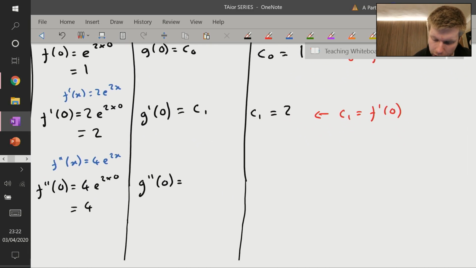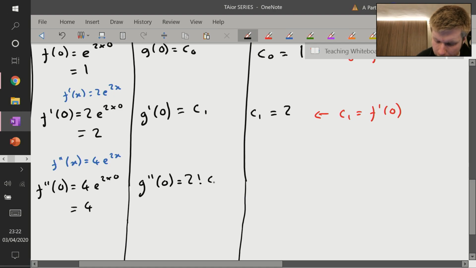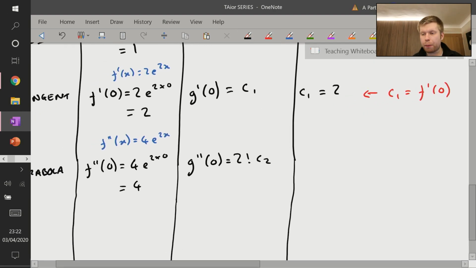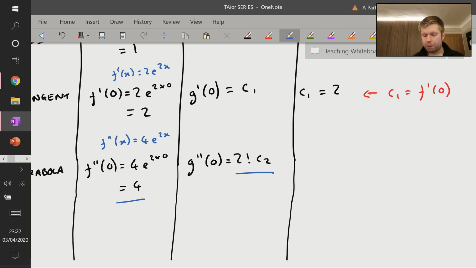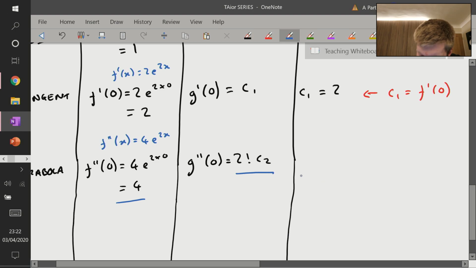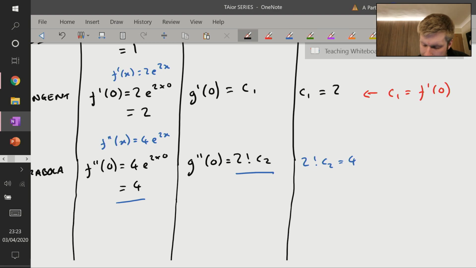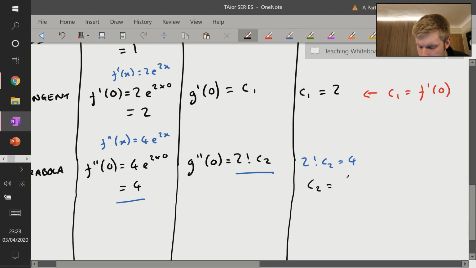So the second derivative of my function is going to become 2 factorial times c2. Well therefore, you've guessed it, if I want my approximation to be any good, this thing has got to be exactly the same as the true value of the second derivative of my function at x equals 0. So I'm saying that 2 factorial times c2 is equal to 4. If I do a little bit of rearranging, c2 should be equal to 4 divided by 2 factorial, which of course is just 4 divided by 2, or 2.